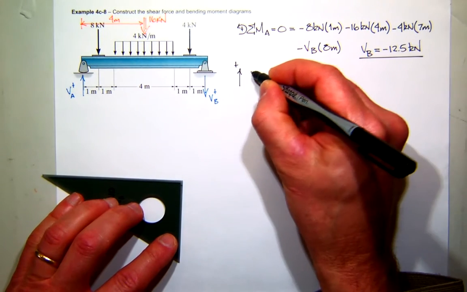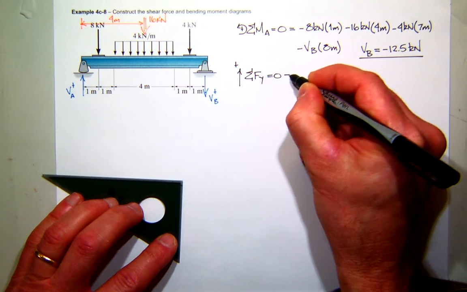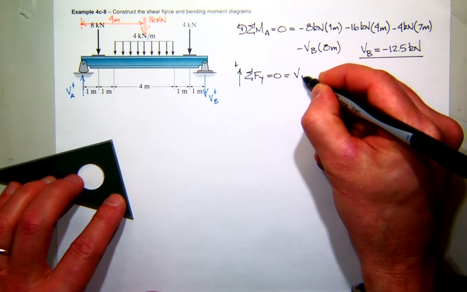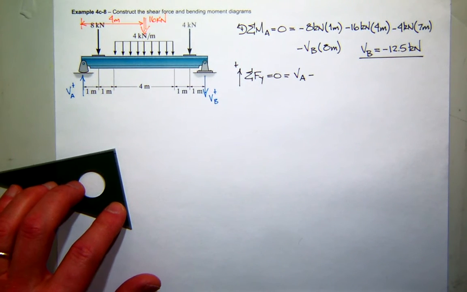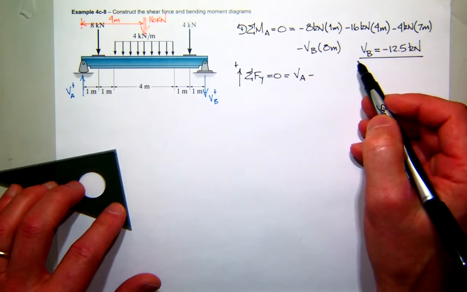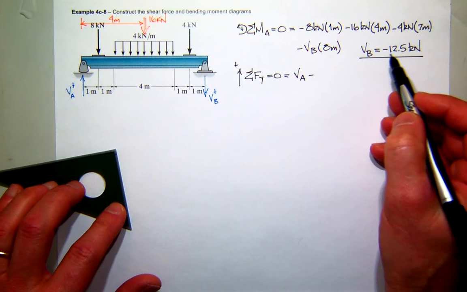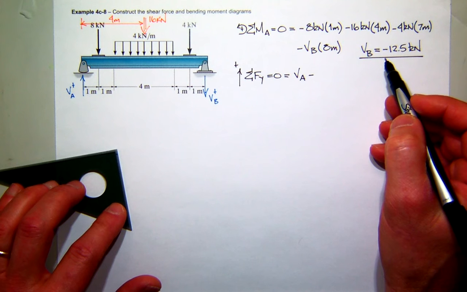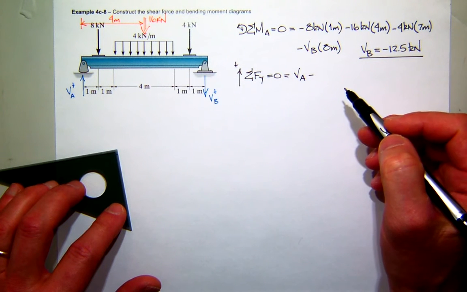So I'll sum forces in the y direction. In this case, I have my shear at A acting up. Would that tell you what you assume? I assumed positive shear at B. So I got a negative, so that means it's negative shear at B. So that means when I draw my shear force diagram at B, it ought to be negative 12.5.